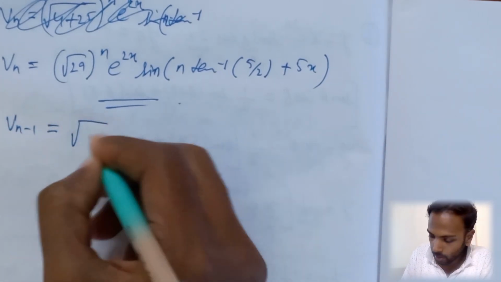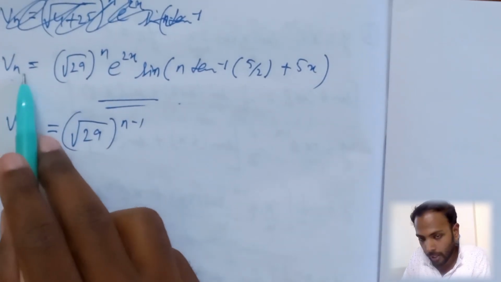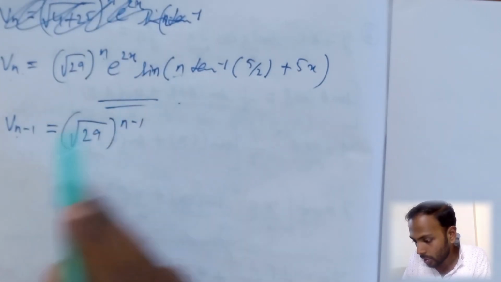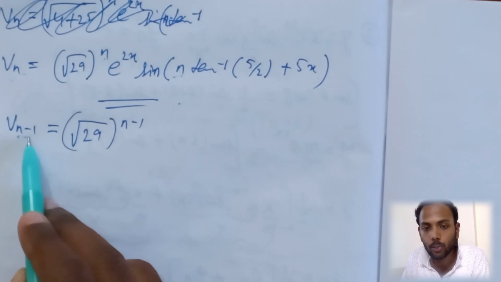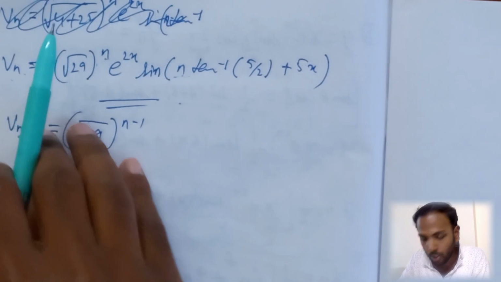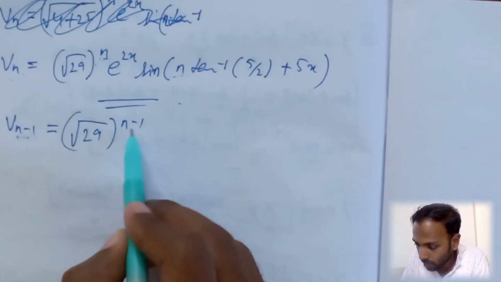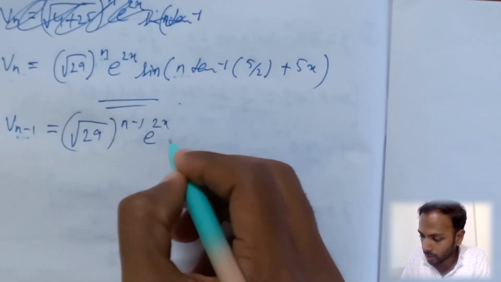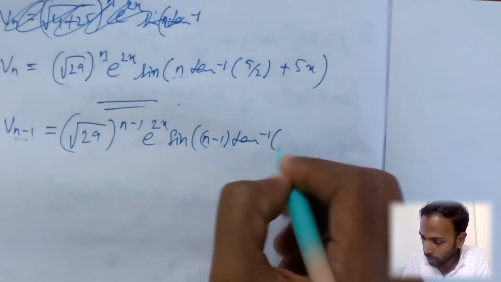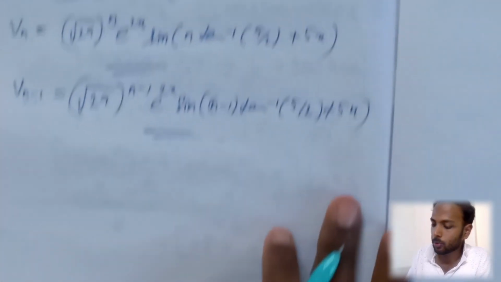So quickly let's find Vn minus 1. That would be root of 29 to the power n. How to find Vn minus 1, once you find Vn? Wherever you see n, in the nth place, put n minus 1. If I find Vn minus 2, wherever you see n, in place of that n, put n minus 2. Here it is n minus 1. So wherever I see n, I'm just substituting n with n minus 1. It's as simple as that: sine of n minus 1 into tan inverse of 5 by 2 plus 5x. That's all for n minus 1.